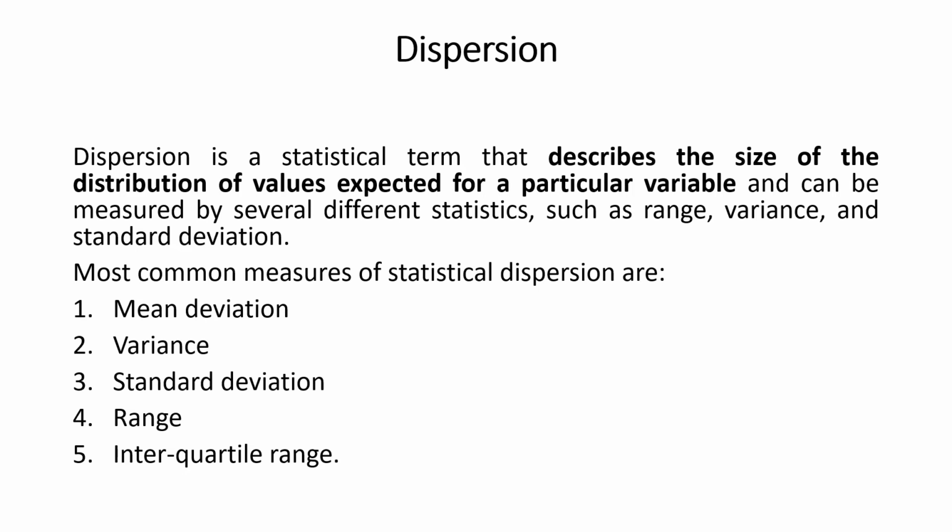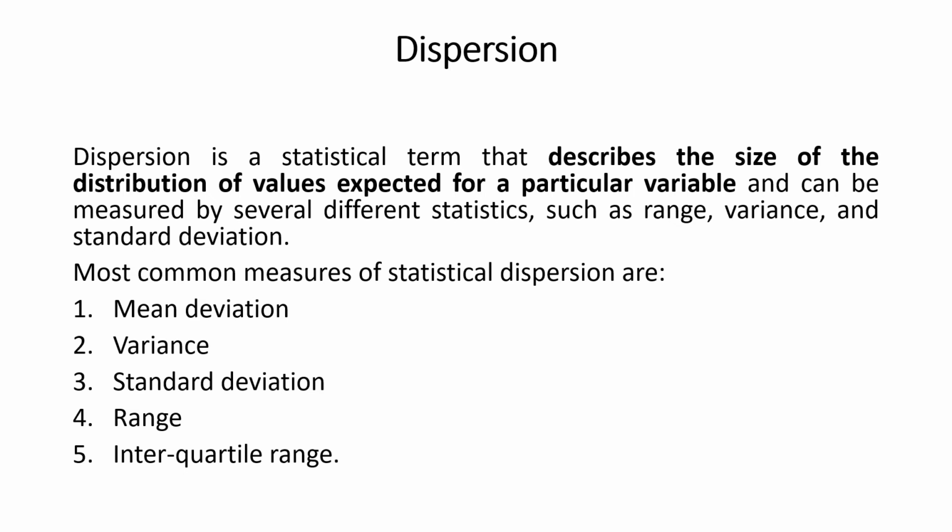Range. Range is the simplest method of studying dispersion. It is defined as the difference between the value of the smallest item and the value of the largest item that is included in the distribution. The formula for calculating range is L minus S, that is capital L minus capital S. L stands for largest item and S stands for smallest item. You can use range in business for quality control, fluctuations in the share prices, and weather forecast.